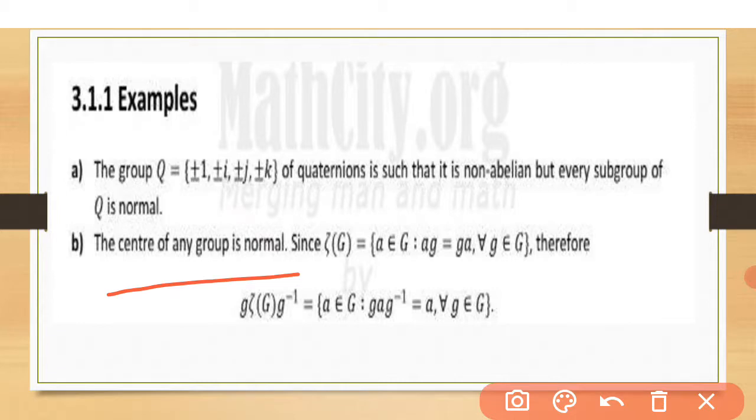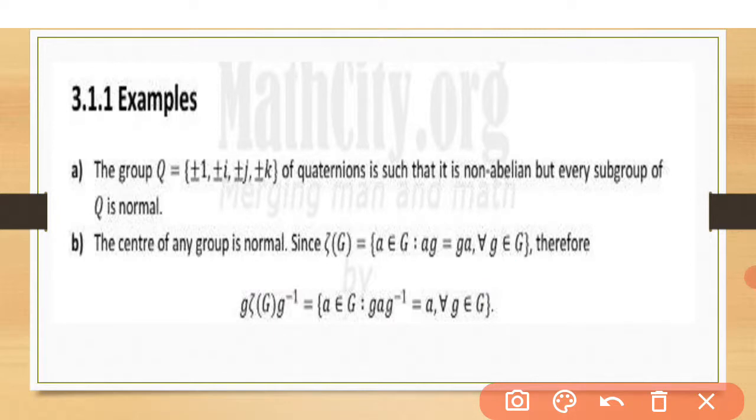Since Z(G) is equal to the set of a belonging to G such that ag is equal to ga for all g belonging to G, therefore g Z(G) g inverse is equal to the set of a belonging to G such that gag inverse is equal to a for all g belonging to G.